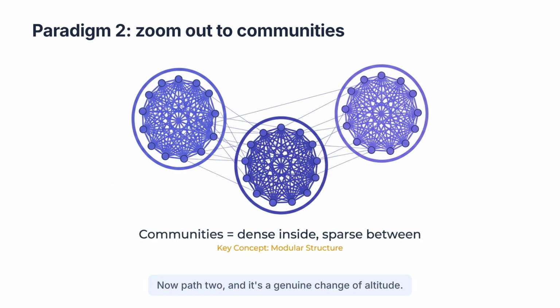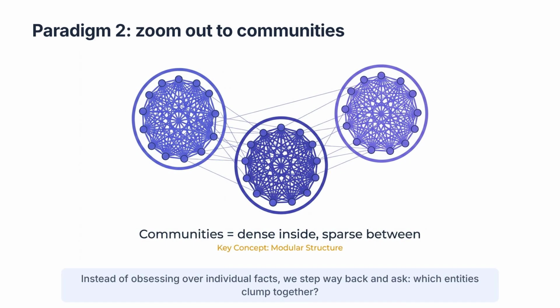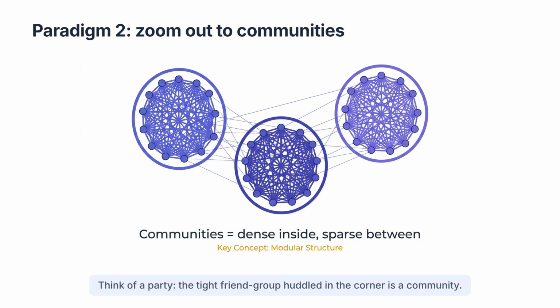Now path 2, and it's a genuine change of altitude. Instead of obsessing over individual facts, we step way back and ask, which entities clump together? We group the dense graph into communities, clusters that are far more connected inside than outside. Think of a party. The tight friend group huddled in the corner is a community.